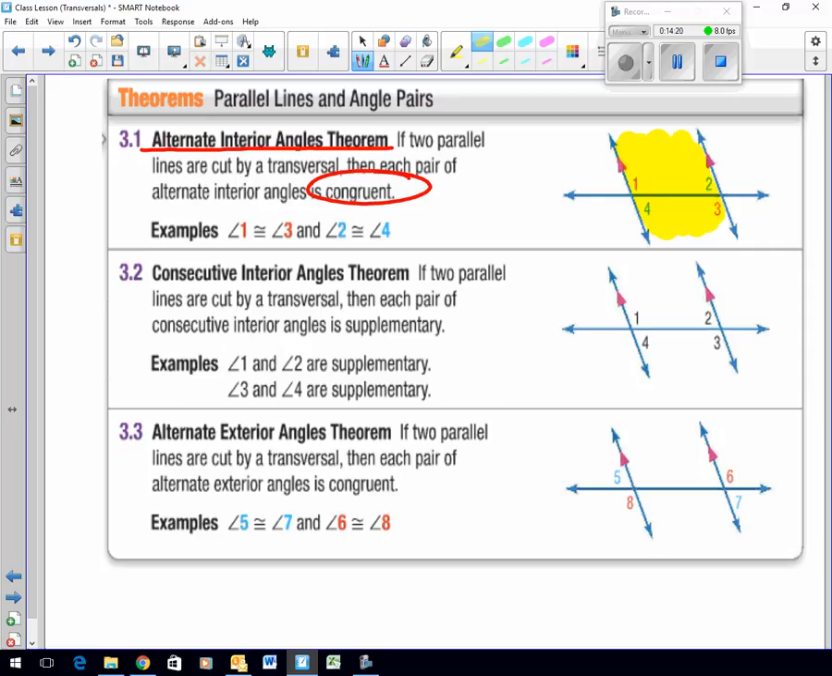Did I just paint the inside in between the parallel lines? Yes. What angles are highlighted? 1, 2, 3, and 4. Right. Those are your interior angles. The angles inside the parallel lines.